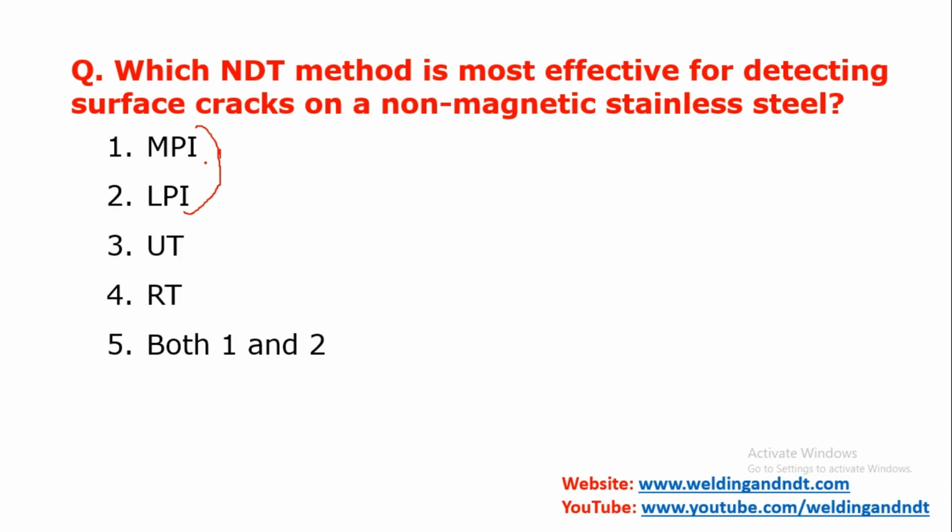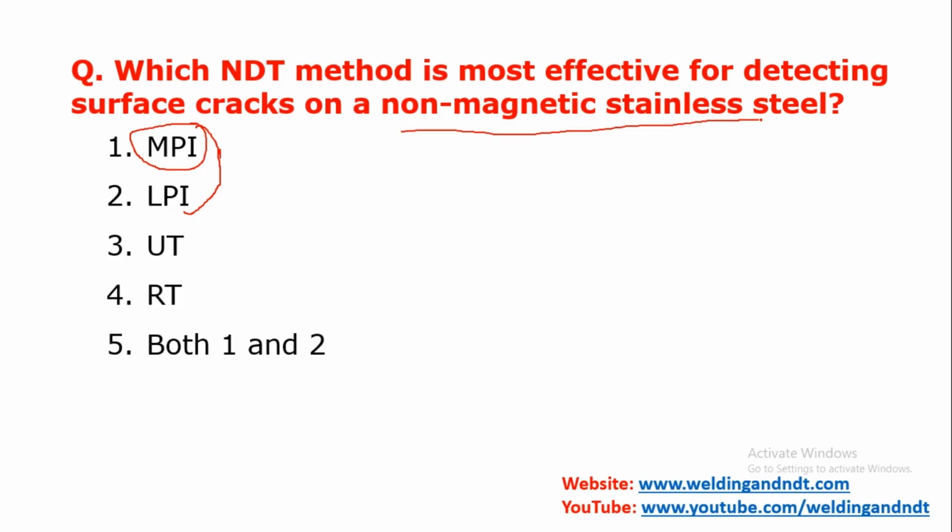In addition to that, with MPI, you can detect subsurface cracks or subsurface defects too. Means surface and subsurface both defects can be detected in MPI, whereas in LPI only surface defects can be detected. But the question is on non-magnetic stainless steel.